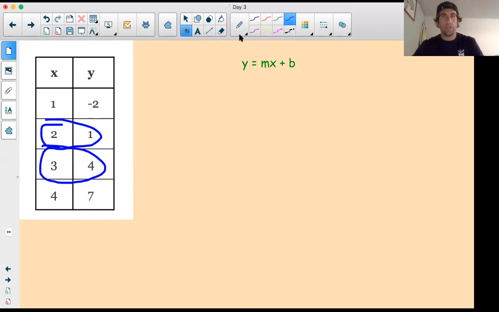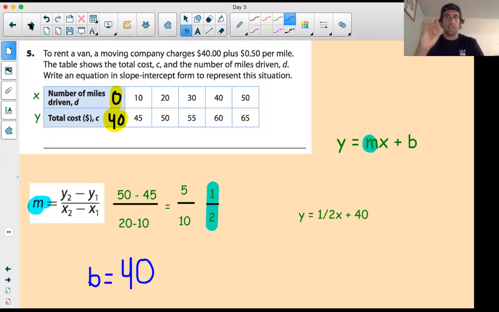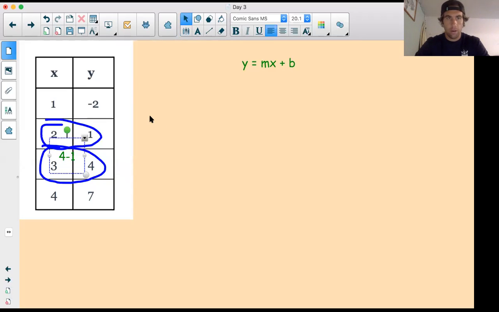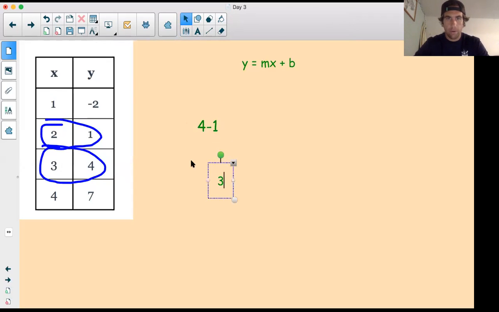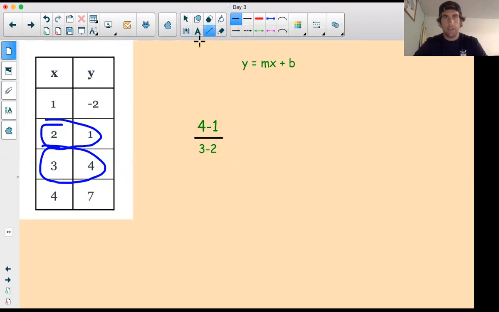What do I do first? By using the formula, how to find slope. If I go back 2 pages, there's my slope formula right here. I subtract the y's over the x's, okay? And I always take the second minus the first, second x minus the first x. So let me just write it out. First I do y, so I do 4 minus 1, over 3 minus 2. And it says a fraction, so I'm going to put the little line to make it a fraction. That's to find m.